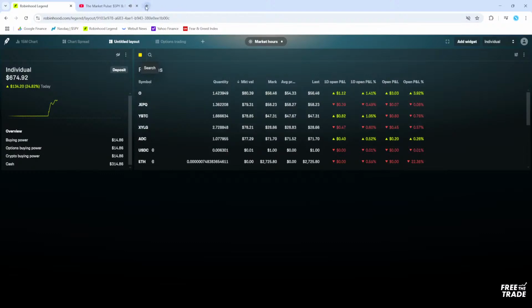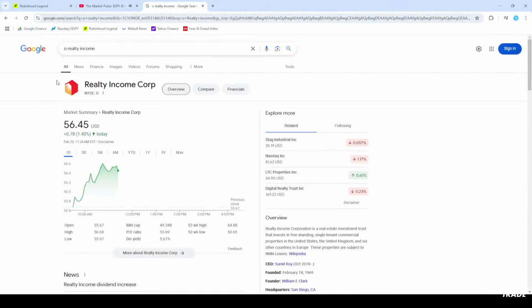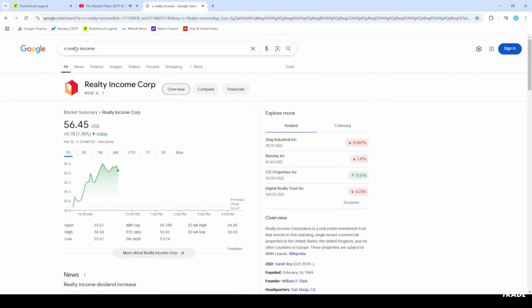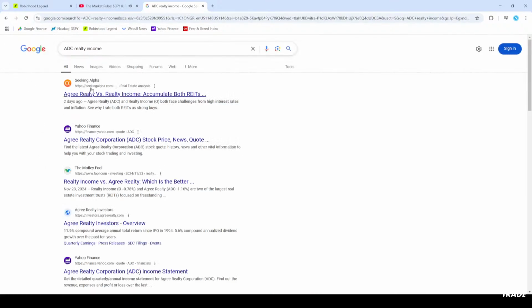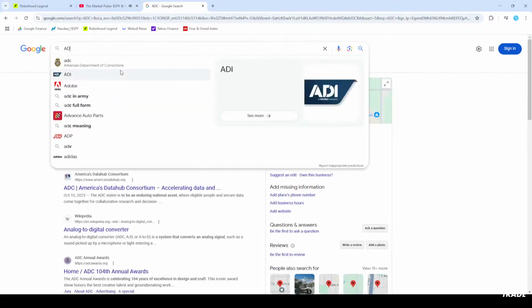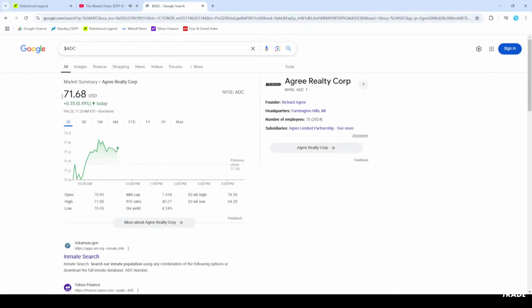ADC and O. I already talked about these, but just to show you what they are. This is the Realty Income monthly dividends. Dividend yield of 5.61%. I believe that's annually. And then I think it's ADC, which is Agree. I'm having some trouble here. Let's try that. Boom. Okay, Agree Realty Corporation.